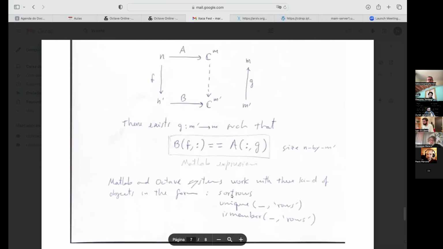And then we observe that MATLAB and Octave are already prepared to work with this object, since we can use unique rows, ismember rows, and sortrows.